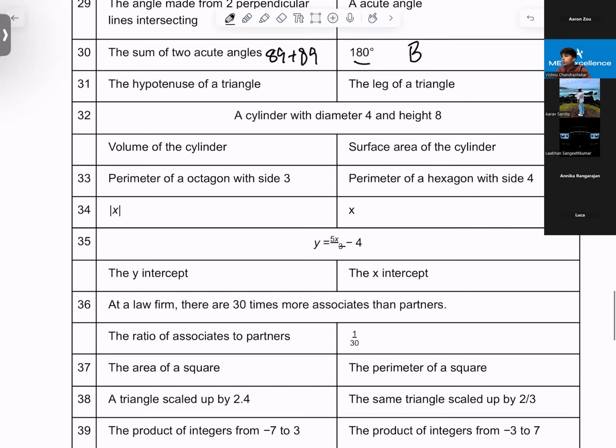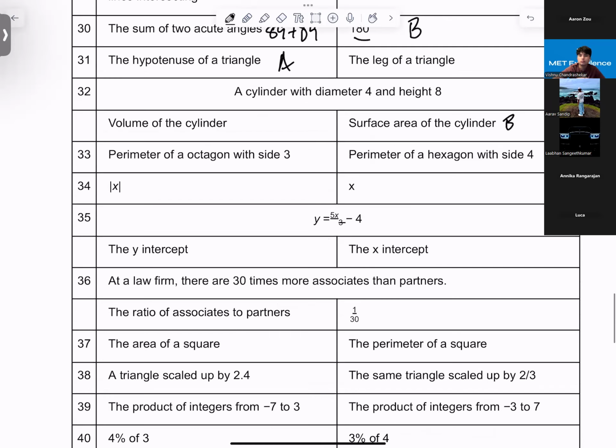Okay, 31. I'm pretty sure we already had this question. So this one would just be A. Okay. All right. 32 will be B.